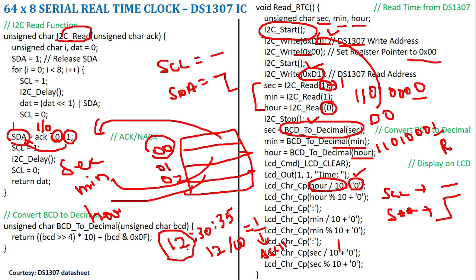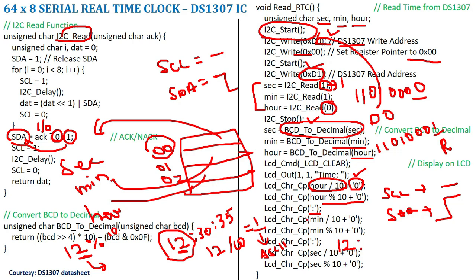Then to get the second digit, I have to get 2. In order to get 2, what we do? Again we take 12. Now we do mod of 10. When I do mod of 10, we will get the remainder value 2. So again this 2 is converted into ASCII value by adding it with 0 and sending it to the LCD. Now 2 will be displayed. Then we put a colon.